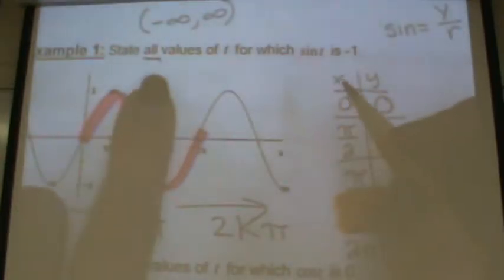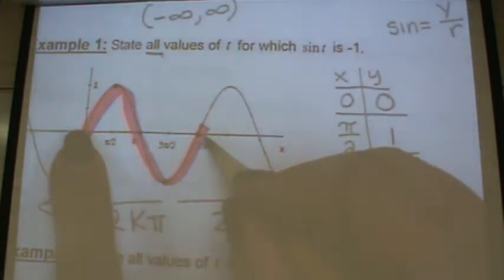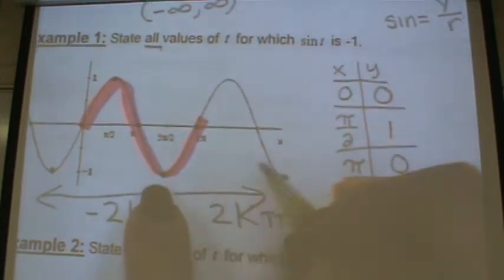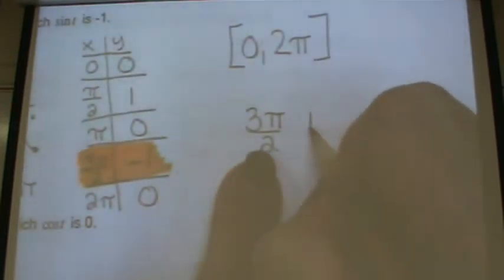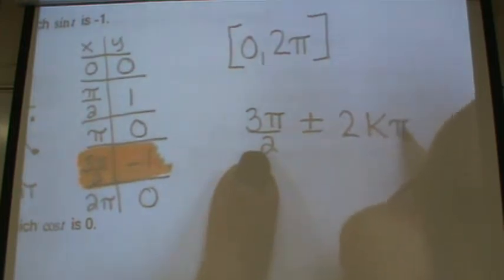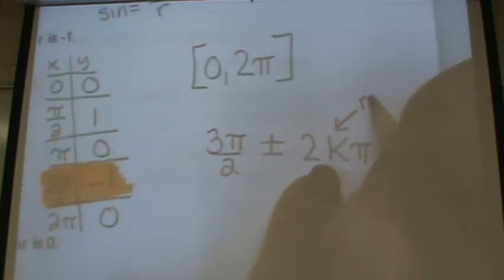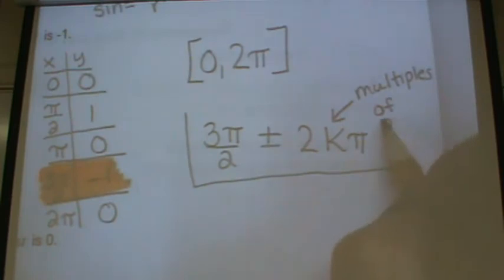So how will you write this answer correctly here? Where do you see it starting at negative 1? It starts at 3 pi over 2, and you're going to add and subtract multiples of 2 pi. This means multiples of 2 pi. We put the k in the middle. So that's your answer. That's the correct answer.